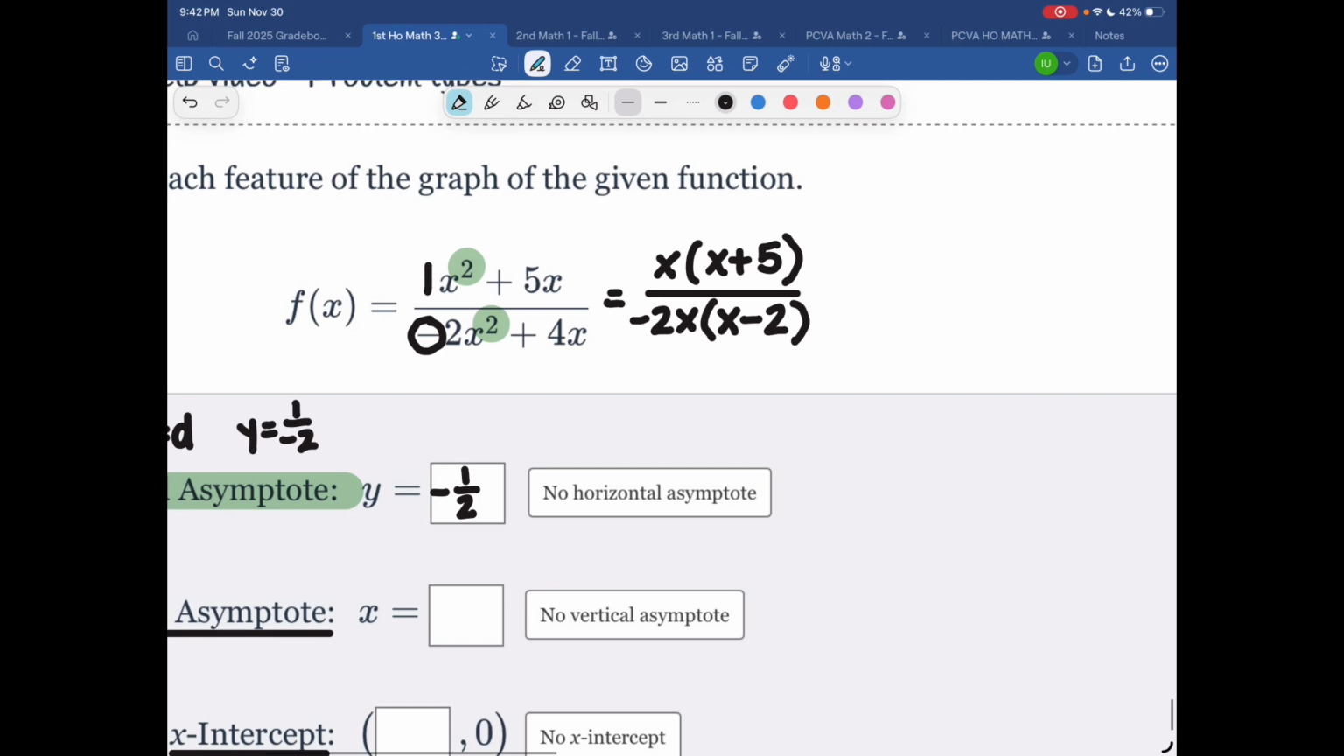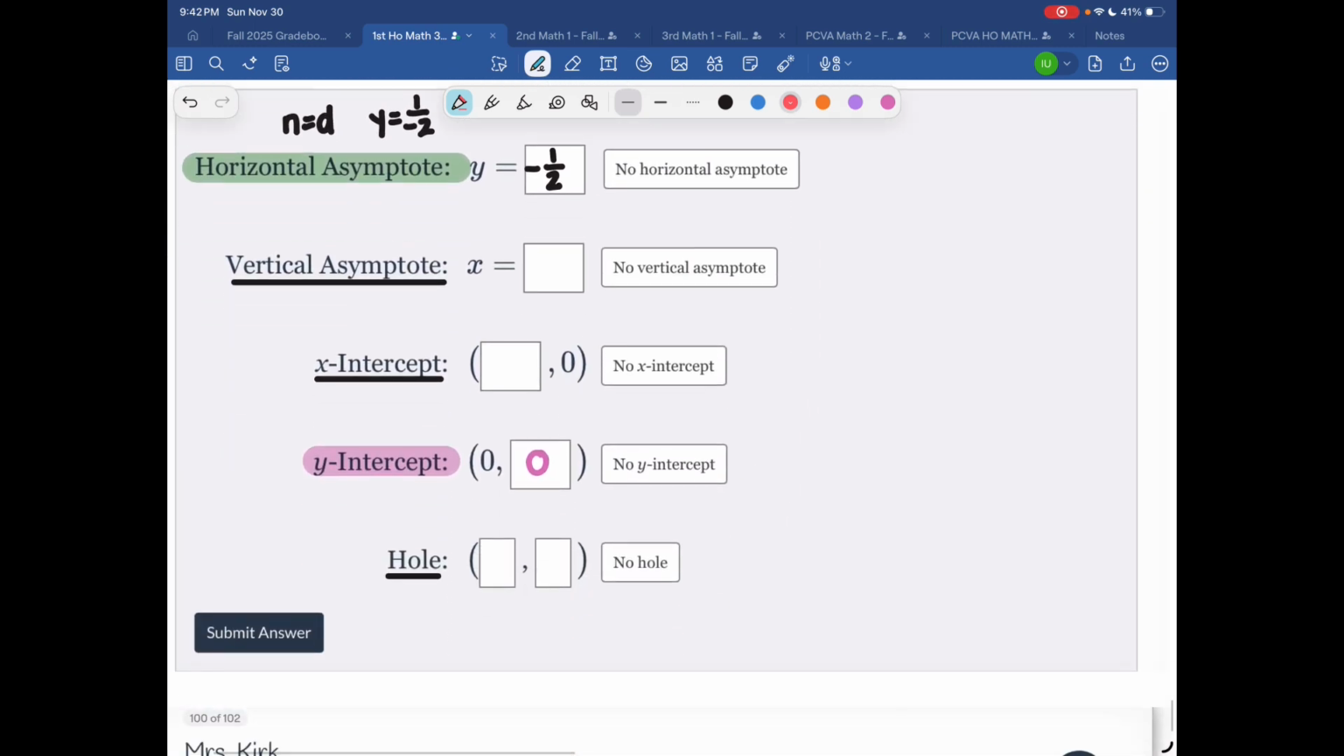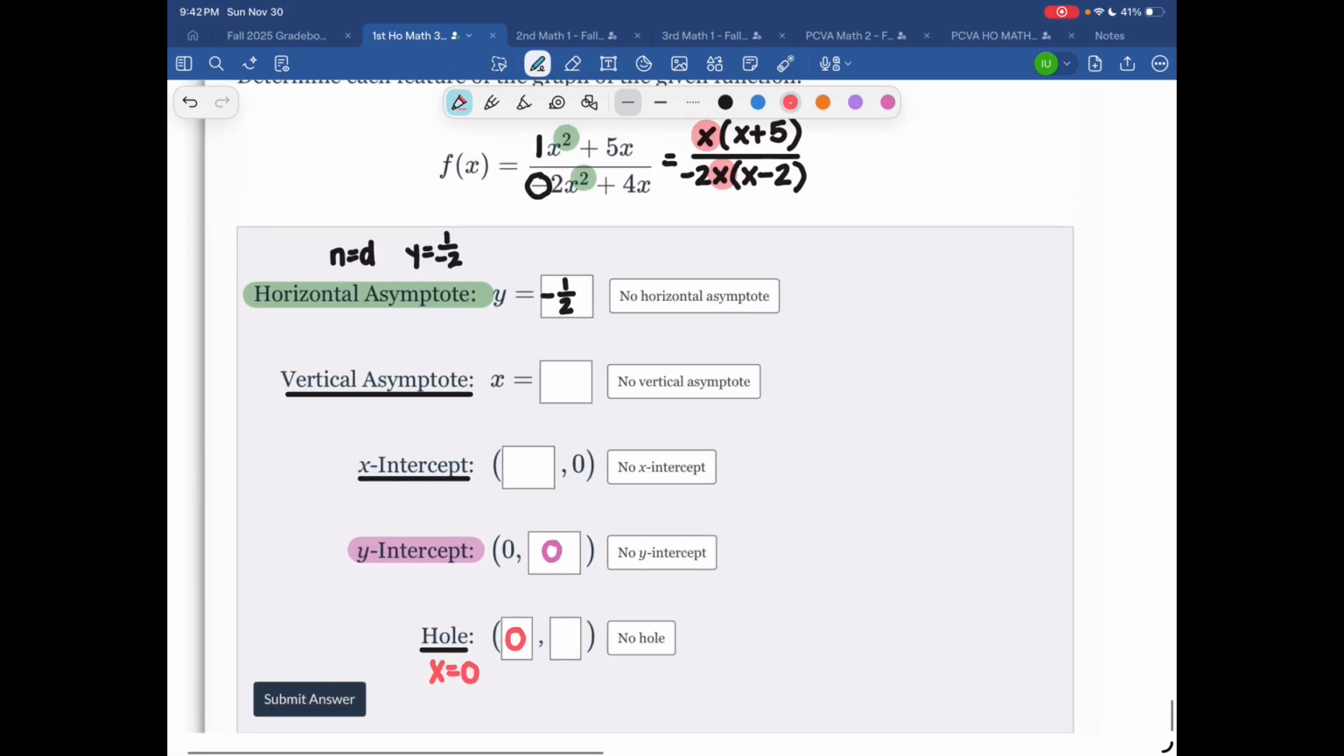So, at this point, what can we cancel out of this? Well, we always need to recognize that I can cancel the x plus 5s or the x minus 2s. Those are easy to see. But I also have an x and an x in common. Those can be canceled out of the problem. Because I can cancel that x out, that means that there is a hole located at x equals 0, because we can still set that equal to 0. And so that's going to be located at 0.